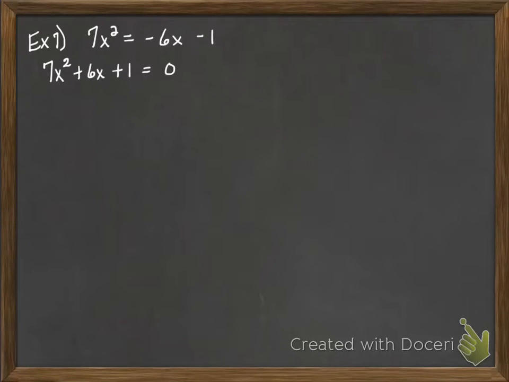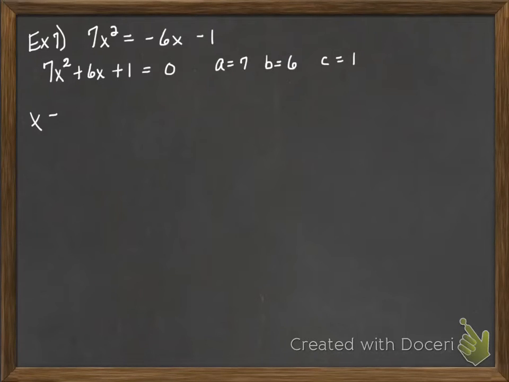Then we know that A is 7. Either in your head or on your paper, write it down. B is then going to be positive 6, and C is going to be positive 1. A is positive 7, B is positive 6, C is positive 1.